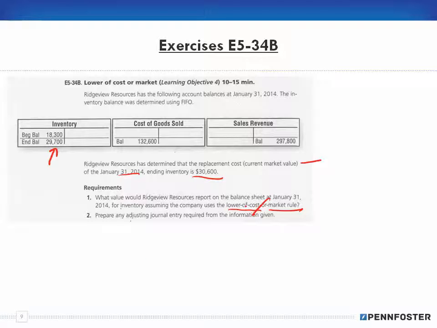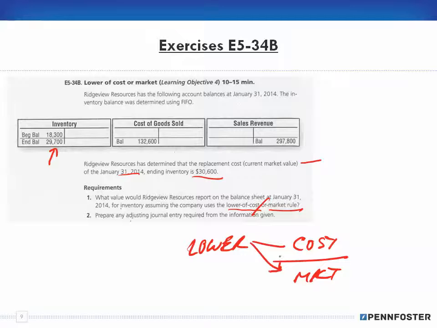Okay, so the whole idea here is lower. What's going to be lower? Either the cost or the market value. Okay, so lower of cost or market. What triggers in my mind when I see lower of cost or market is, basically, okay, what's my cost? What's my market? Whichever is lower is the one that gets reported.